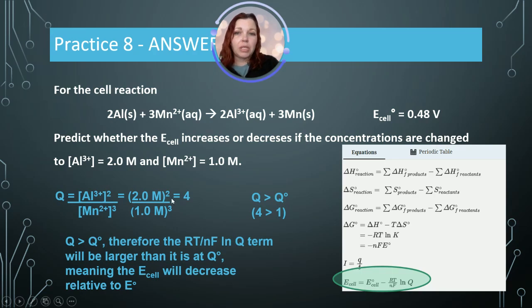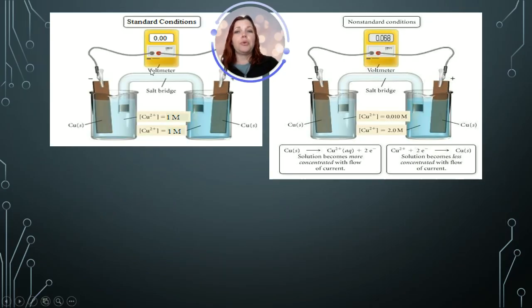So basically what we're saying is that we have proceeded more towards the products, which does make sense because we have 2 molar here. And therefore, our Ecell has decreased because we are closer to equilibrium than we were under standard conditions. Okay, so then comparing side by side standard and non-standard conditions.